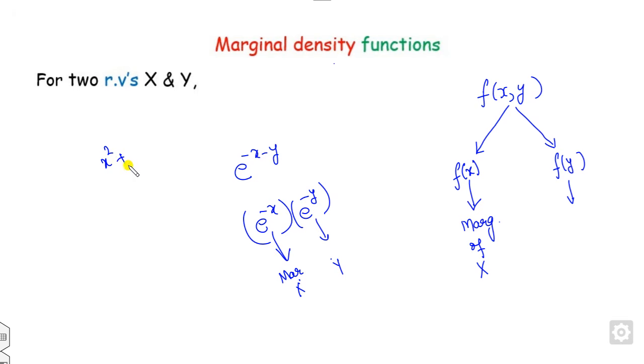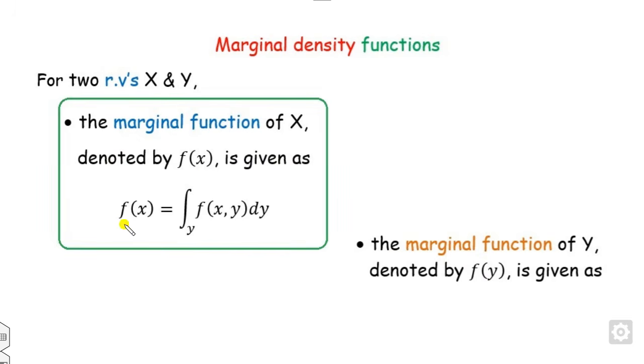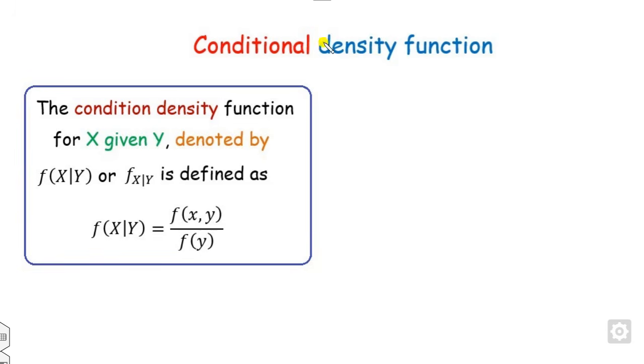Similarly, if I write something over x minus y, then it is not easy to separate x and y. So for that we define the marginal density function of x, which is denoted as fx, and over y as fy. The definition is the collection of all those y's, that is, the integration over y. Similarly, if you calculate the marginal density function of y, it means the collection of all those x's.